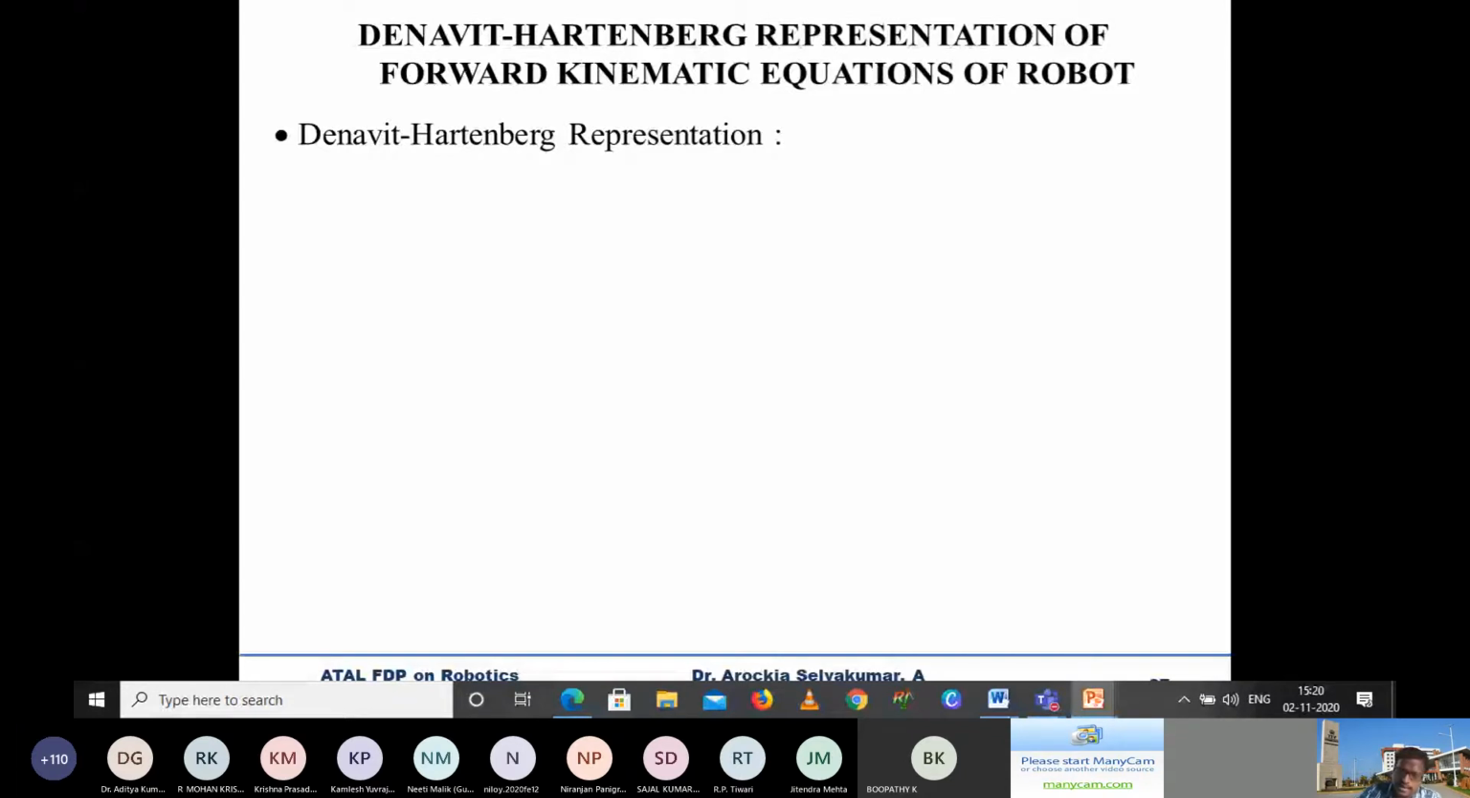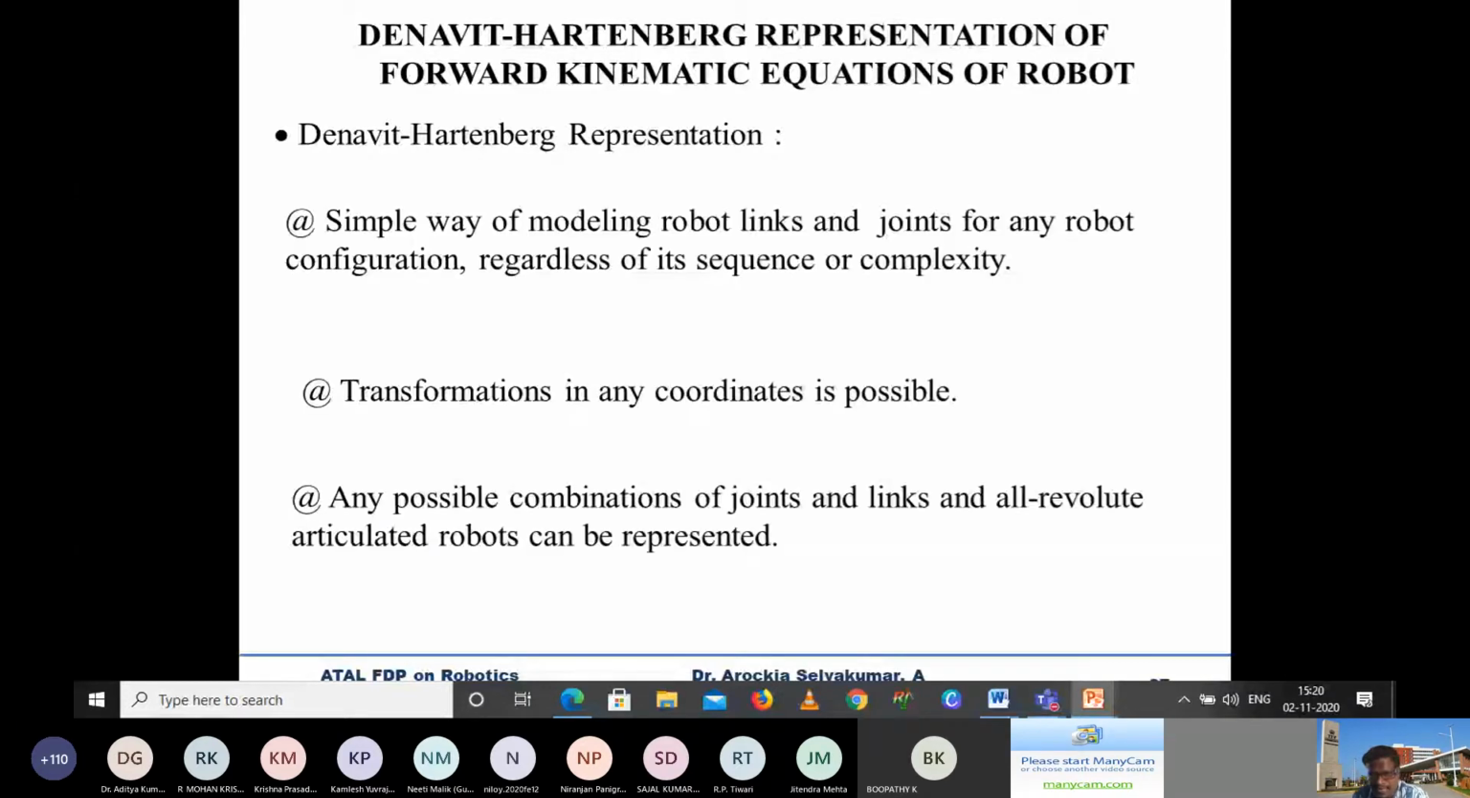So now, based on their research paper, we are going to discuss some of the points. All these assumptions are made by Denavit and Hartenberg. They have mentioned clearly that they are going to present a simple way of modeling robot links and joints for any robot configuration, regardless of its complexity. Whatever complexity is there, you can use our DH representation.